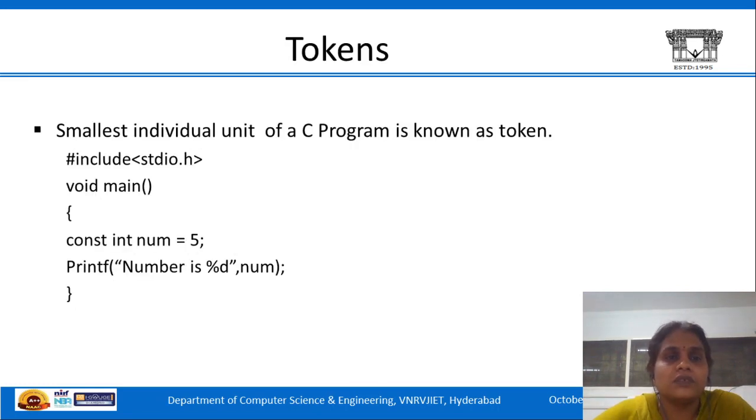First, what is a token? The smallest individual unit of a C program is known as a token. The smallest individual unit in the C language. In the English language, what is the smallest individual part? "He" is one smallest word.